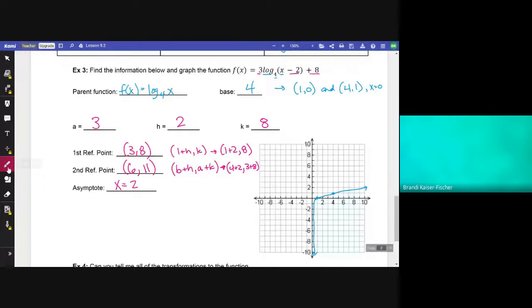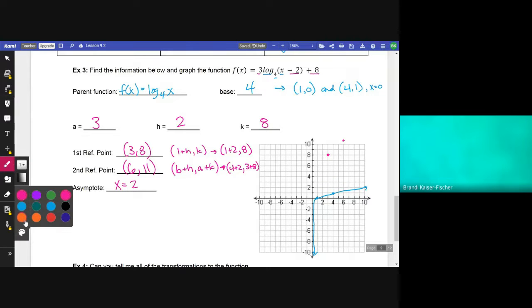Let's take a look at where our new function, our extra function, is. So we have the point 3, 8. I'm going to graph that. 3, 8 goes here. And I have the point 6, 11. Remember, 6, 11 goes a little bit off my grid, but just keep in mind, it would be just right above. That's where our second point is. And the asymptote line of x equals 2.